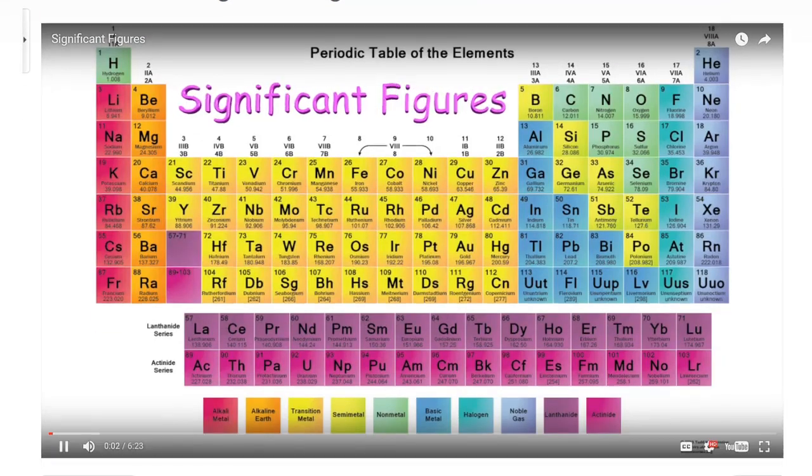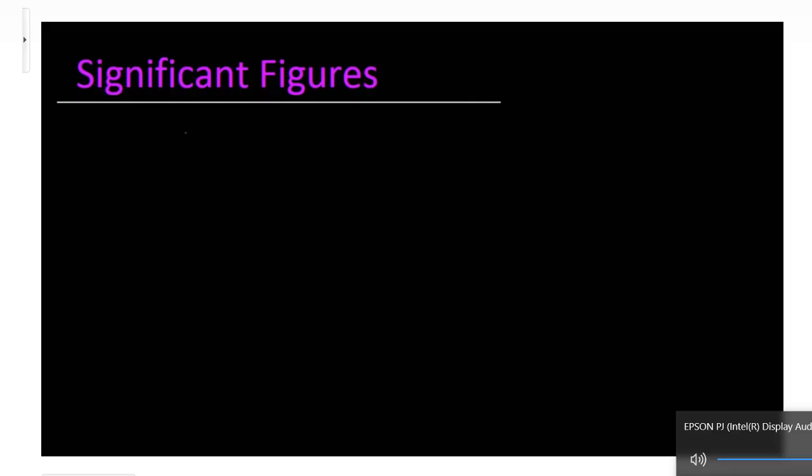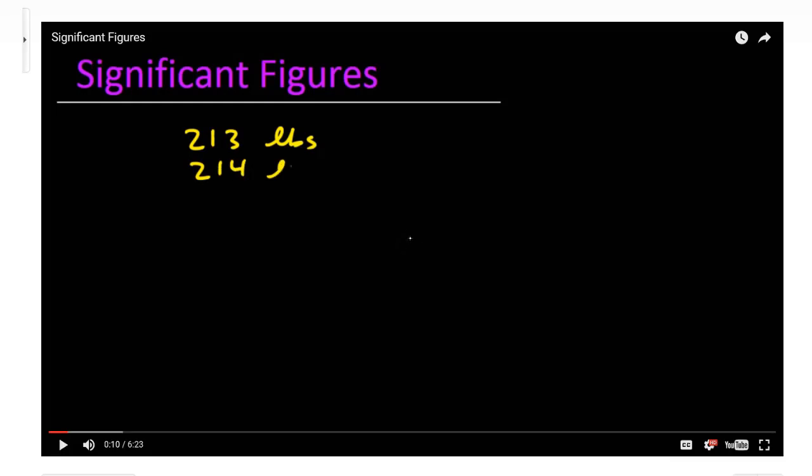This is an introduction about significant figures. Let's start by looking at some measurements made by stepping onto a scale three different times.